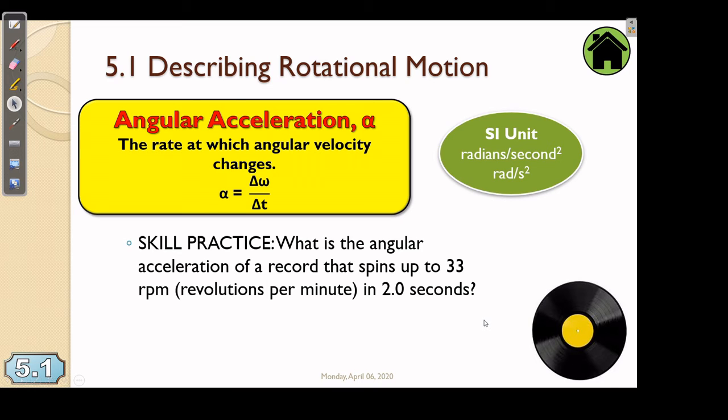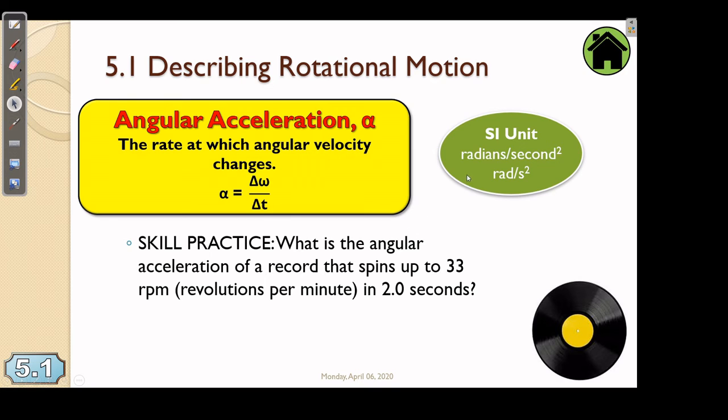The last thing we have to talk about then is angular acceleration. So linear acceleration is a measure of how quickly an object is changing its velocity. Well, angular acceleration is the same thing, except for rotation instead of linear motion. To calculate angular acceleration, which is represented by the Greek letter alpha, we simply take the change in angular velocity and divide it by time.